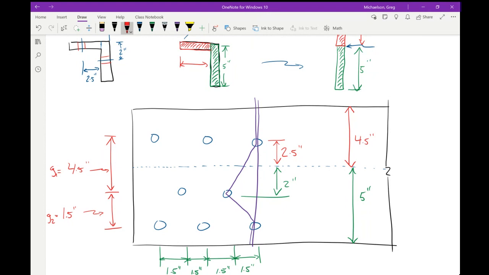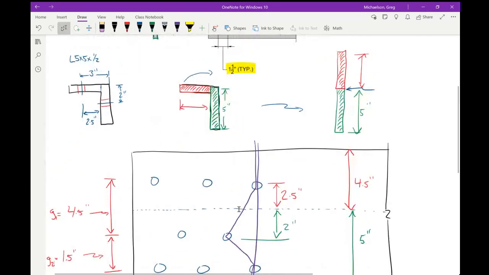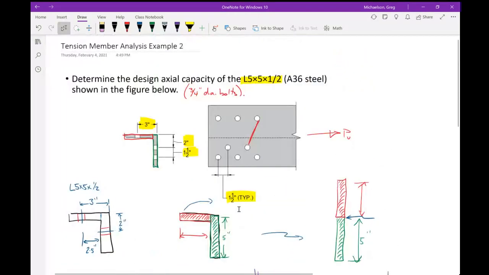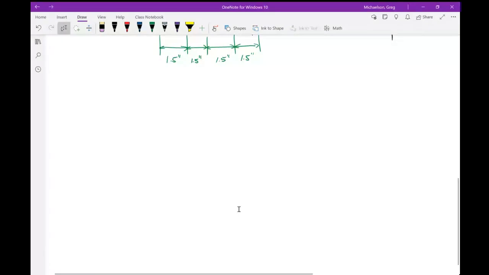I'll break out my calculator to work it with you. Any questions? Because we're going to start knocking this sucker out. Keep in mind that the purpose of this problem is a bit more contained. We're not trying to do a full-blown analysis problem like we did in the last problem. Here, we're just trying to determine the design axial capacity. So I just want to know what is phi Pn. I just want to know what the tensile capacity is. All right, so let's see if we can start knocking this thing out.